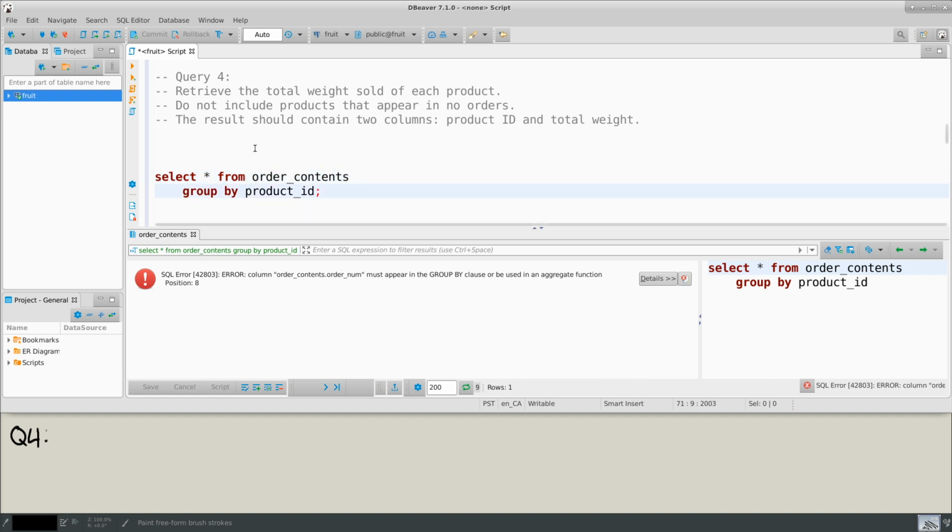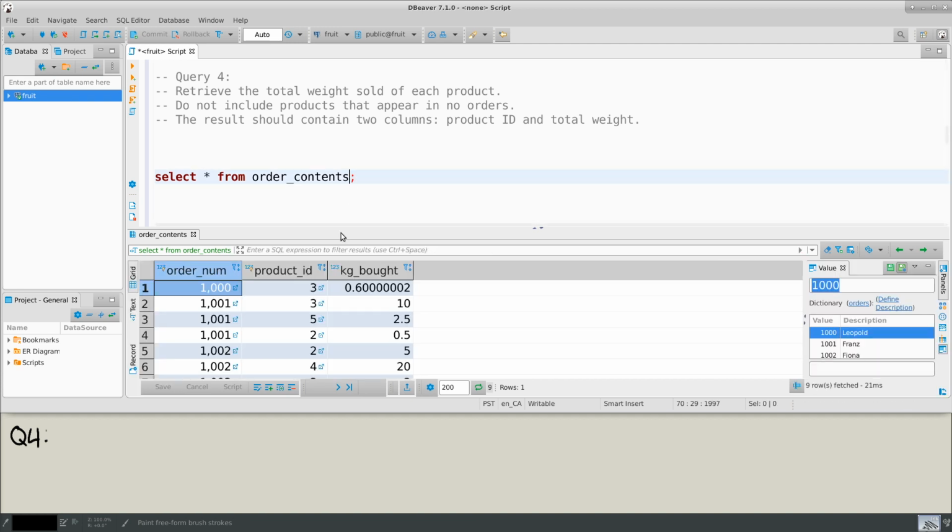If I'm trying to select everything in order contents, it includes a bunch of columns I'm not allowed to use. Product ID is my grouping criteria. Order number and kilograms bought, if you think back to the lecture about this, unless those are aggregated, you're not allowed to take them out of the group. You're not allowed to use them. And so if I do select star after I've grouped, it'll say you can't use order num and you can't use kilograms bought. Now you might have to actually run this yourself to see the error.